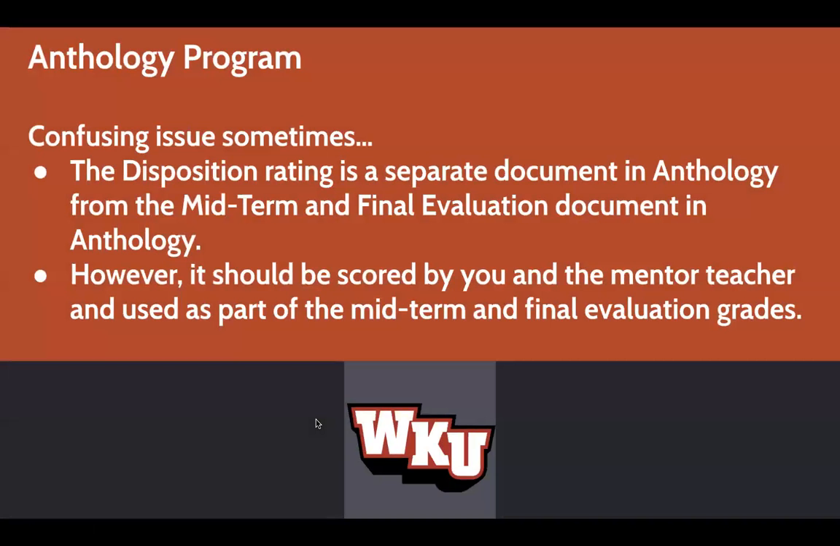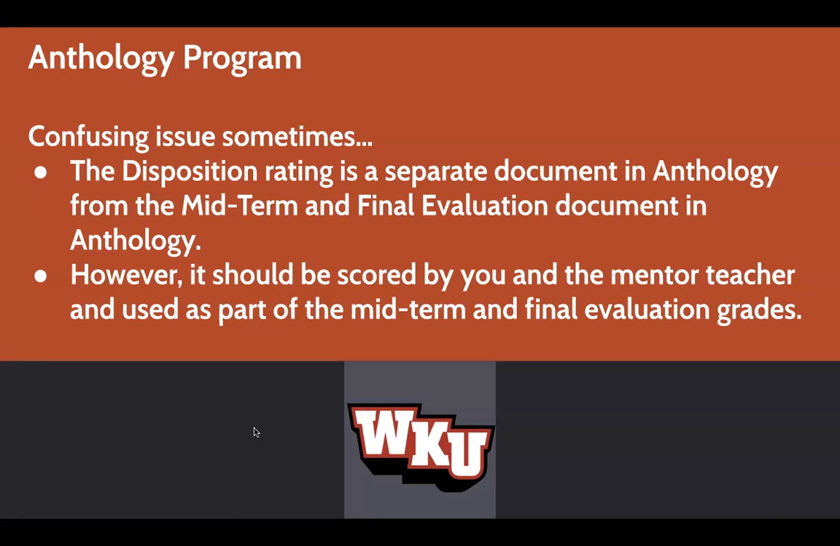Another confusing issue sometimes is that the disposition rating is separate from the midterm or the final evaluation. So remember, we have a scoring guide where you look at the disposition rating on the student teacher and the Kentucky Framework overall rating. When you look at those two to come up with the grade, you have to look at the scoring guide, but the disposition rating is not attached to the midterm or the final evaluation in Anthology. I'm sorry, we wish we could. There's no way to do it. We've tried it, but the way the program is set up, it's two separate documents.